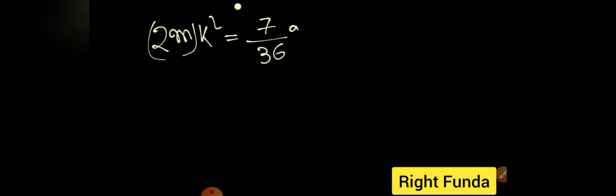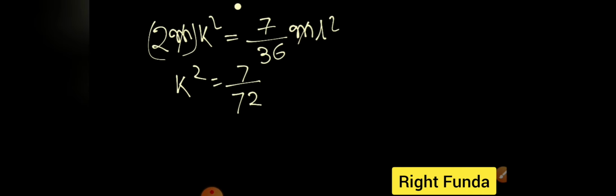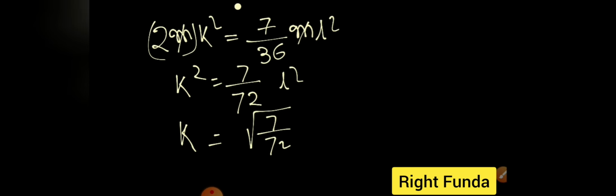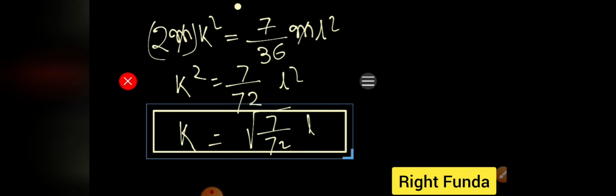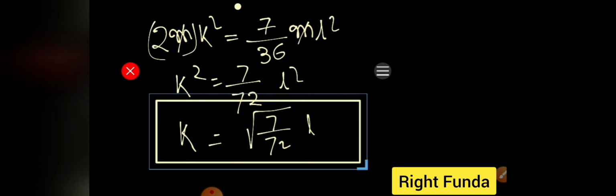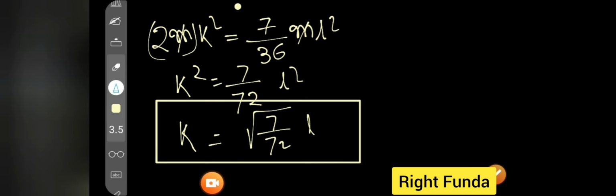So we'll go to the next page. What we got is 2m into k square, and for the moment of inertia we got 7 by 36 ml square. So we simplify this one. We get k square is equal to 7 by 72 L square, or k is equal to root 7 by 72 L. This should be our answer for the radius of gyration of the combined system about that particular axis.